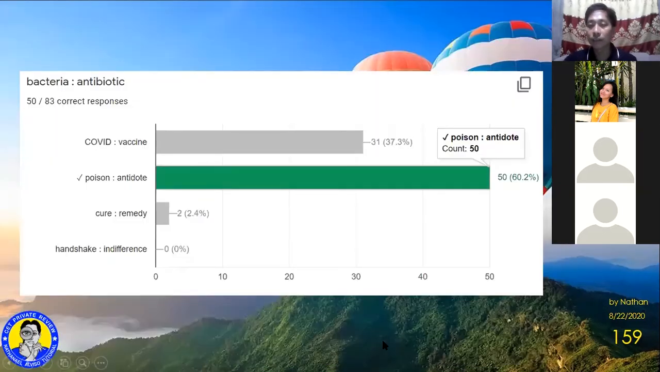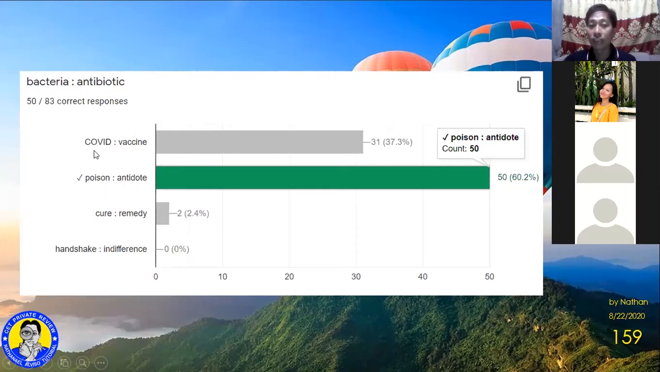Last of the analogy before we take our break. So here, bacteria, antibiotic. We know that antibiotic is the cure for bacteria. That's why it's anti, right? If it fights virus, we say antiviral, okay? So the best analogy here is the antidote, which is curing poison, okay?